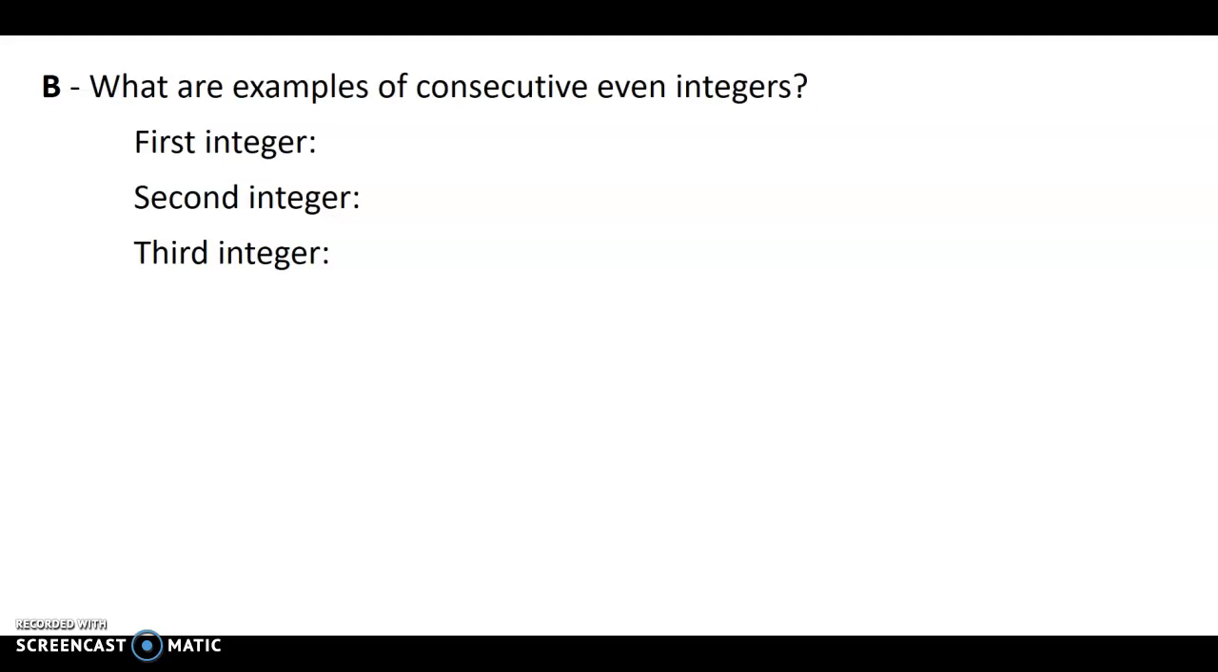Let's talk about even integers. A little bit different. So even integers consecutive are 2, 4, 6, 8. Those are consecutive. I could even think about -8, -6, and -4. And we're going to construct it in the same way that we did before, thinking about what is that pattern. So if I say that the first term is x, what is the pattern to get to the next one? Well, it's every other one, so I'm going to add 2 to that.